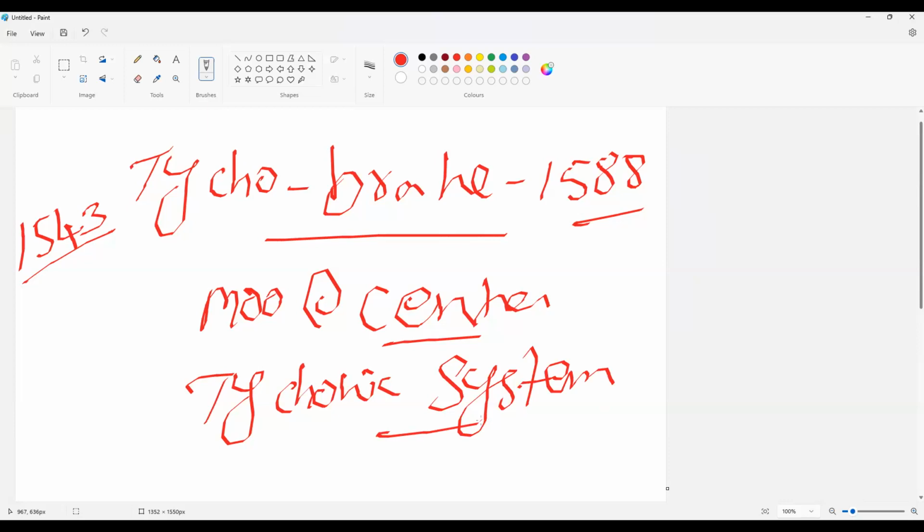What are the notes we have? The first one was the geocentric theory, which means Earth is in the center. Then the heliocentric theory. Now we are at the Tychonic system. What does the Tychonic system tell us? The Moon is at the center and all the other planets are revolving around the Moon.